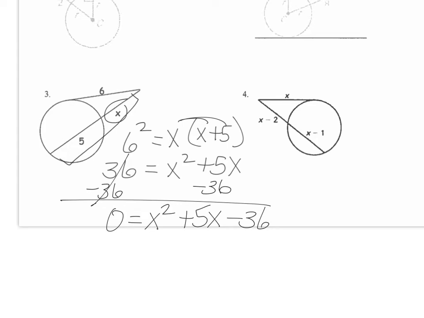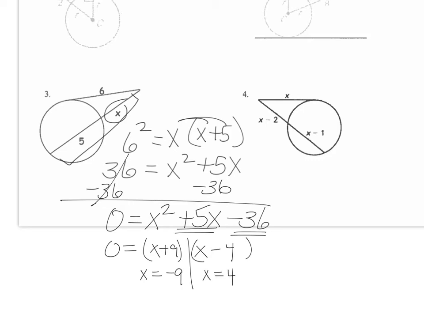So now I'm going to factor. First question, is there a GCF? No. So factor quickly because I have no coefficient in front of x squared. I need factors of negative 36 that add up to 5. 9 and negative 4. Because I have that equals 0, I got to split up my problem and write two answers. x plus 9 equals 0 and x minus 4 equals 0. So over here, what's x equal? Negative 9. On my right side, x equals 4.